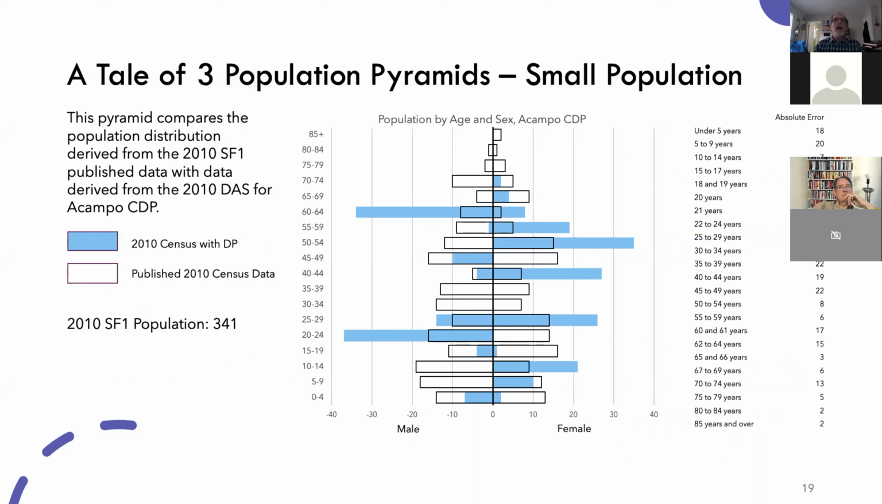Okay. So the next thing I wanted to do is compare 3 population pyramids for 5-year age groups taken from the 2010 DAS. I wanted to compare them for small population, mid-level population, and large population for 3 areas in California. The first of these is a compost CDP.